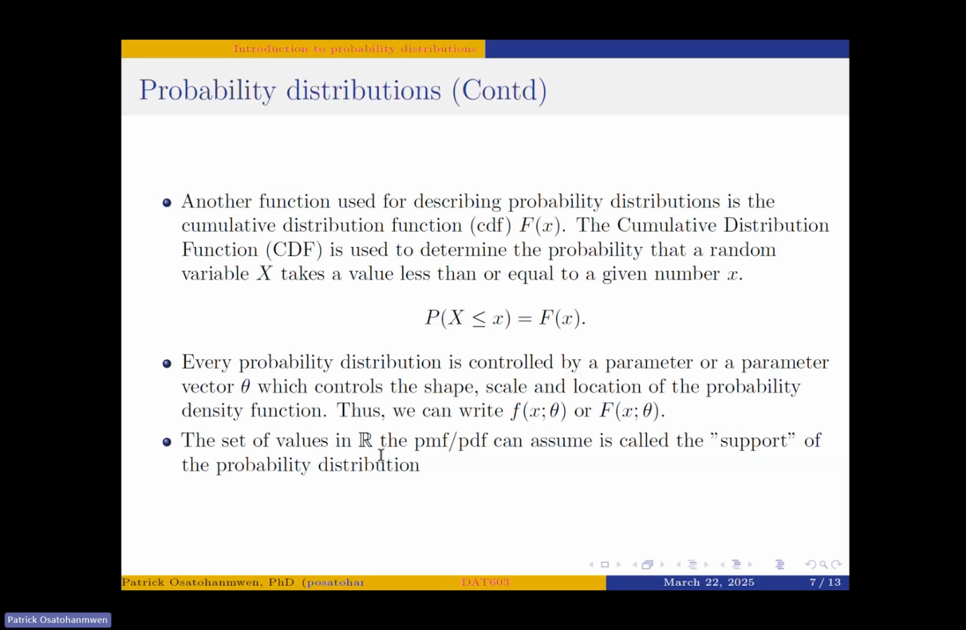Now, who can tell me what the support is for the Bernoulli distribution? What is the support of the Bernoulli distribution? Okay, the support of the Bernoulli distribution is just 0 and 1. The Bernoulli distribution only assumes two values, 0 and 1. It can't be 2, it can't be 3. It's just 0 and 1. So that is what support means.